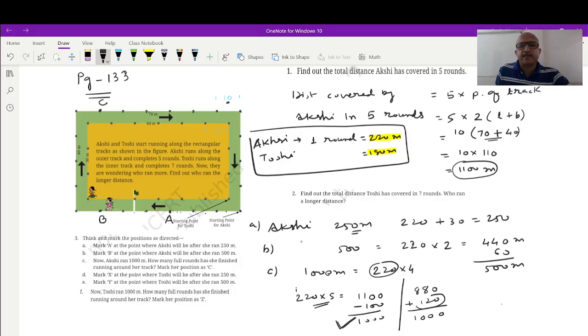Is that clear? Now let us go for D, E and F, that is for Toshi. So I will erase this part.